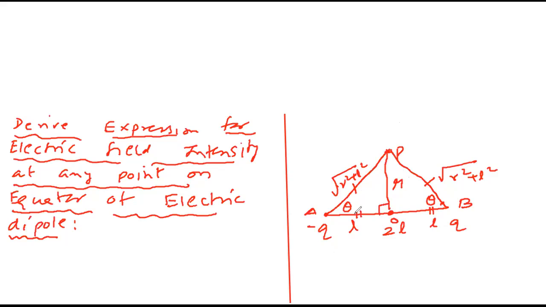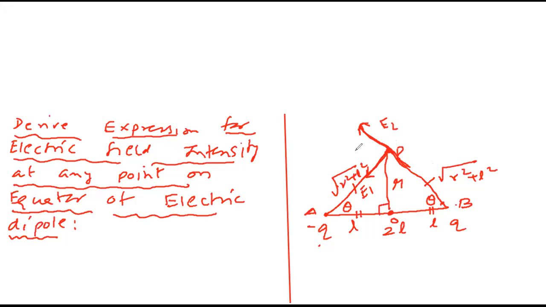Now see, the intensity at point P due to the negative charge at A will be directed inward, towards A. This is E1 towards A. And E2 due to the positive charge at B will be directed outward from here, this line going straight outward. Suppose it is E2.